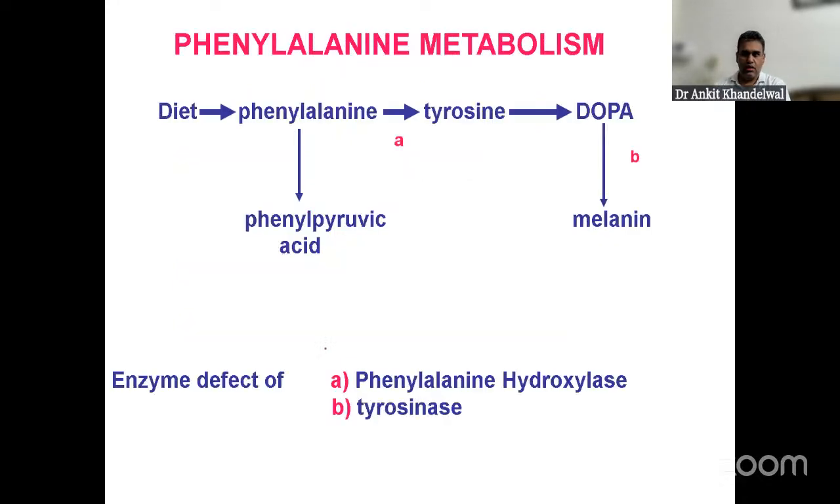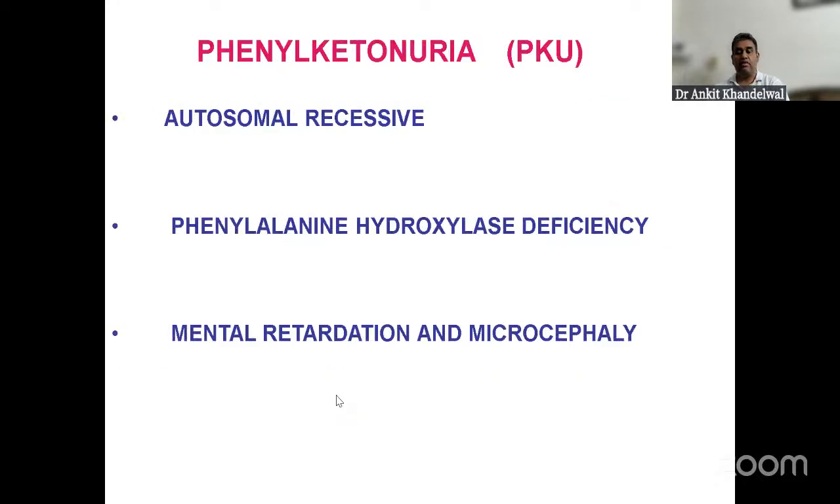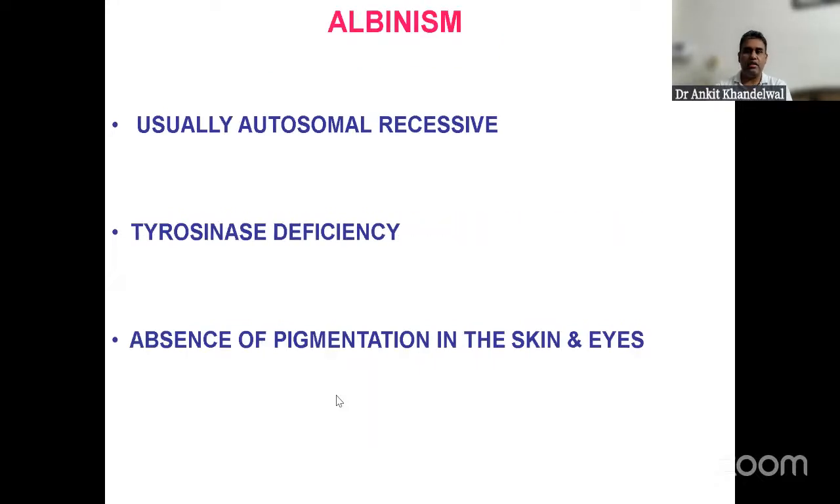Okay. Now, the example given to you is phenylalanine metabolism. This is a normal metabolism. Dietary phenylalanine is taken up from here, converted to tyrosine, converted to dopa, then converted to melanin over here. A and B are different enzymes acting at these two specific reactions. Enzyme A is phenylalanine hydroxylase and B is tyrosinase. So defects can be over here. Phenylketonuria, as we discussed, PKU, can be due to autosomal recessive hydroxylase deficiency, and it causes mental retardation.